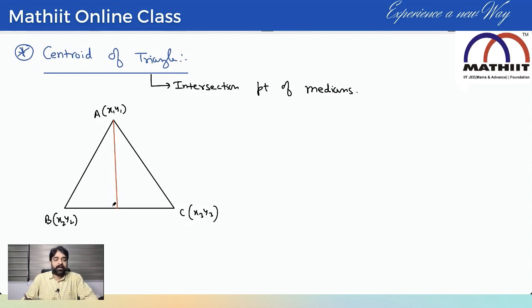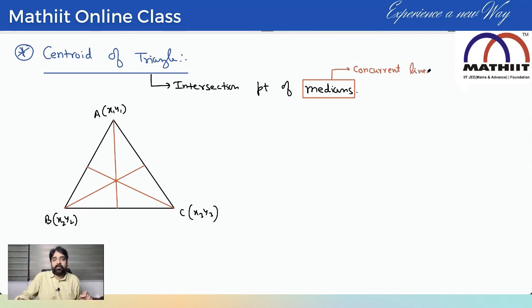Do you understand? Same way from B to the opposite side, wherever they meet, that is called as the centroid. Remember, from here also you can draw. Don't think it will go somewhere else. This will also pass through the same point. Or you can say, medians are always concurrent lines.